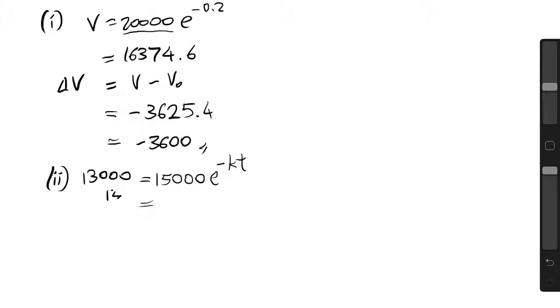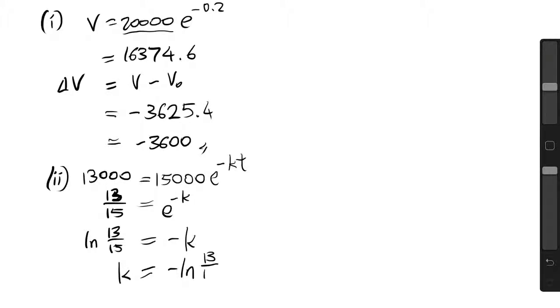If you do a division by 15,000, we get 13 on 15 is e to minus k. t is 1 year, so that doesn't matter. Now we can just do a natural log on both sides to get 13 on 15 is minus k, and that means that k has to be minus log of 13 on 15, and that in the calculator would give you that equal to 0.143, which is as expected.